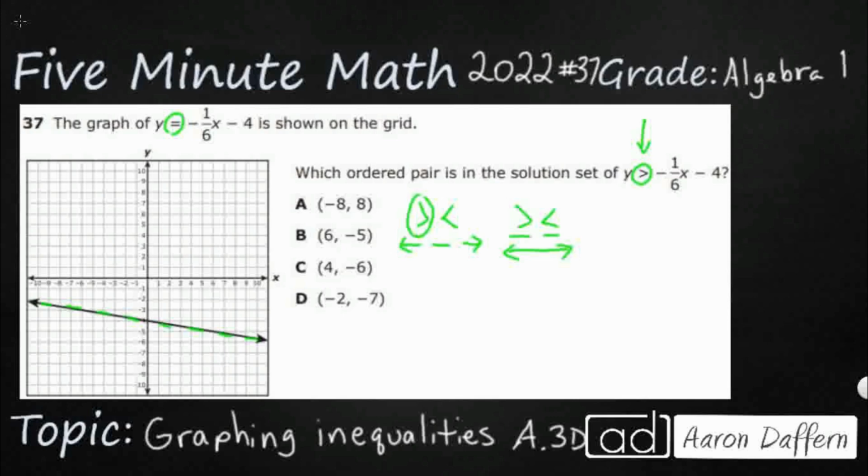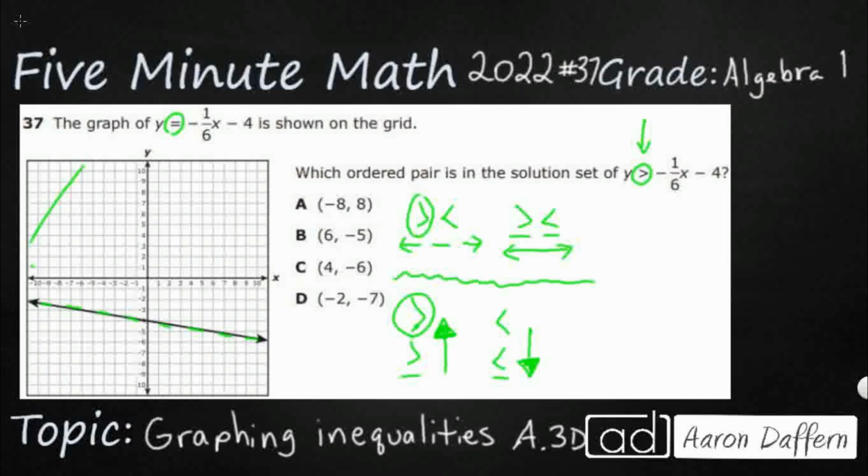Now, secondly, we also need to look at our directionality. When you have a greater than or equal to, greater means more, and more means up. So you are going to shade above the line. Any point within the shaded part above the line would be in the solution set. When you have a less than or equal to, less means below because it's not as much, so you shade below. So we know it's a dashed line, and we know it's a greater than, which means I'm going to shade above.